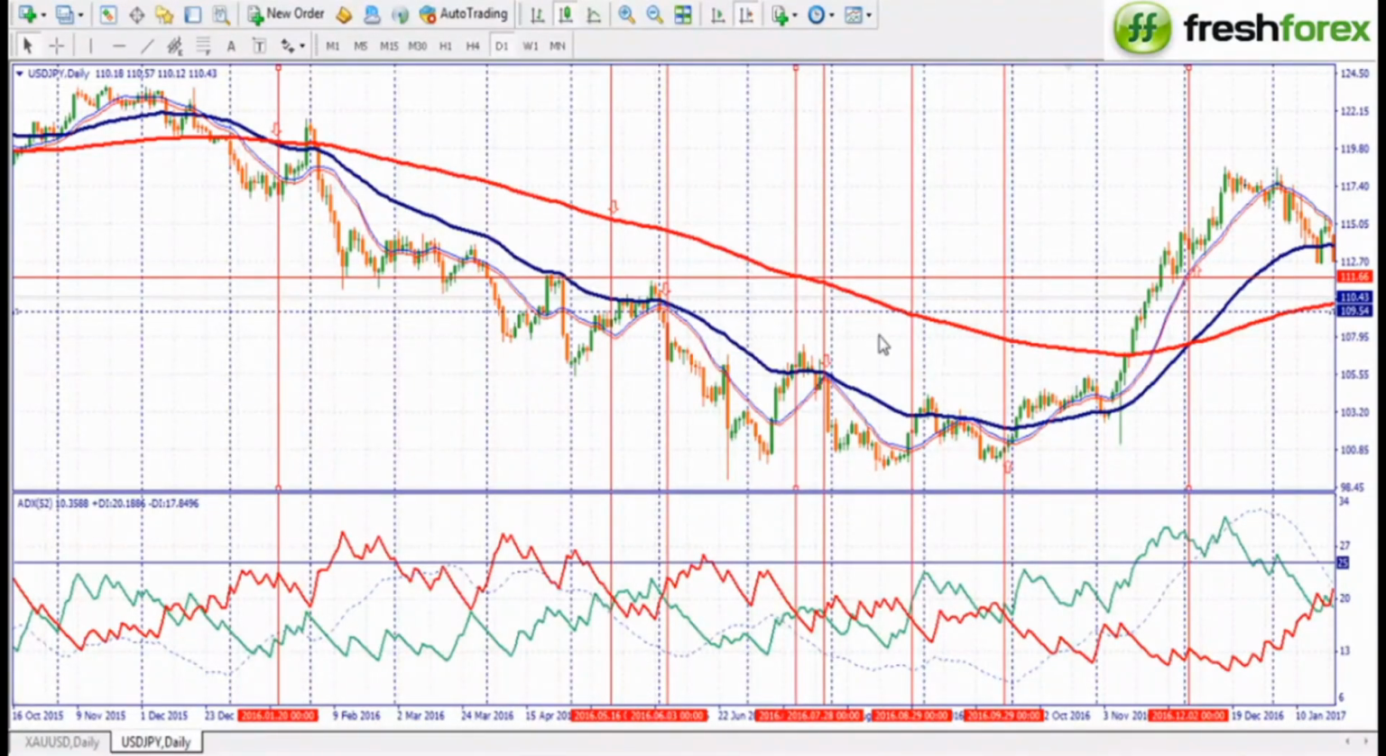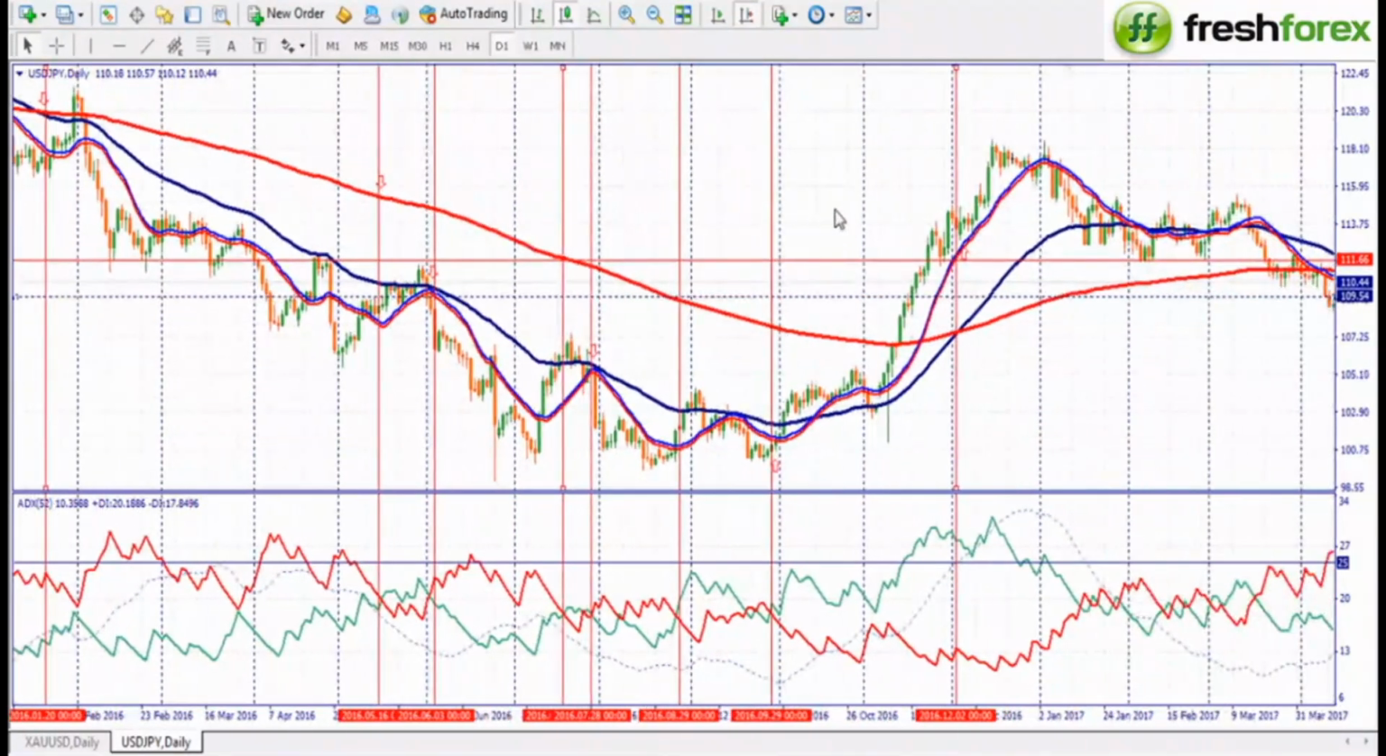This is how the envelope looks. It's just two moving averages placed together. That's how it looks, and it shows you almost the same thing as the moving average you're having, this one.